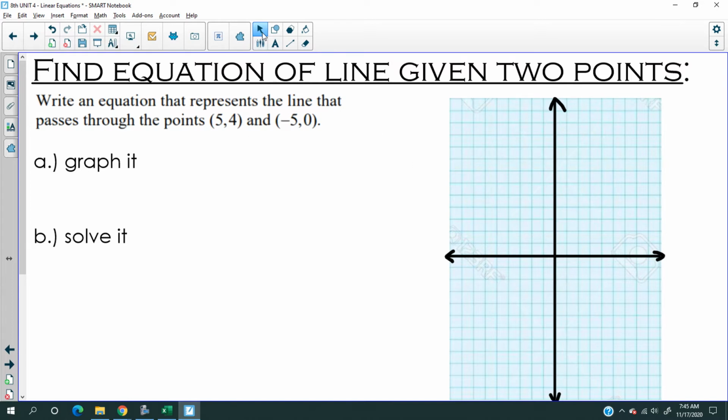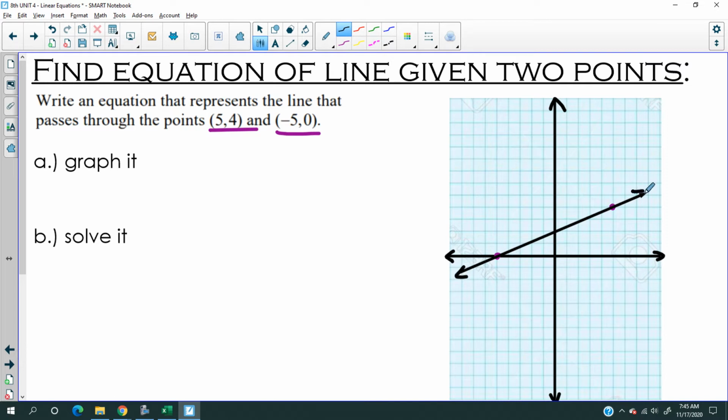Now there are 2 ways of going about it, as usual. One of the first ways is you can graph it. You can graph these 2 points: 1, 2, 3, 4, 5, 1, 2, 3, 4, and then -5, 0. So 1, 2, 3, 4, 5. And then you can connect the points. Let's see if that works. Oh yeah, perfect. And then you can give me the equation.